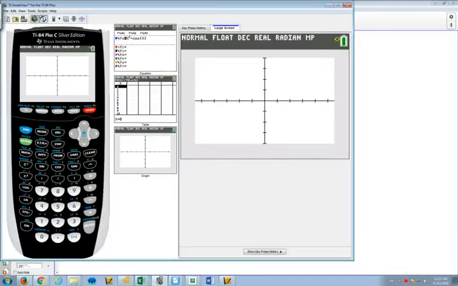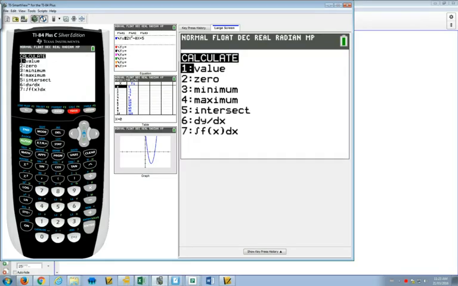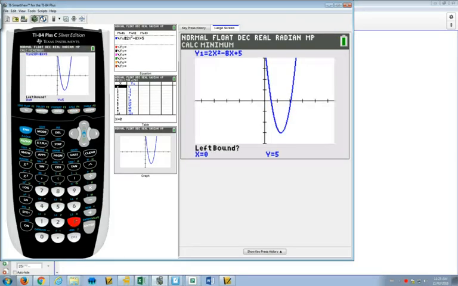There's going to be a part that's calculator and a part that's not. So there we have that parabola. If I wanted to find out where that minimum was, which we found already, what we could do is we can go second, calculate, number 3, the minimum. It's going to ask you to go to the left side and the right side. You can either do that by clicking your arrows back and forth. My cursor currently is to the left side, so I can push enter.